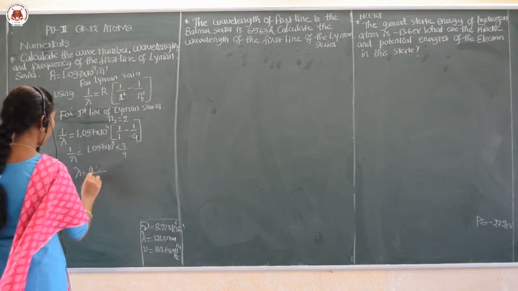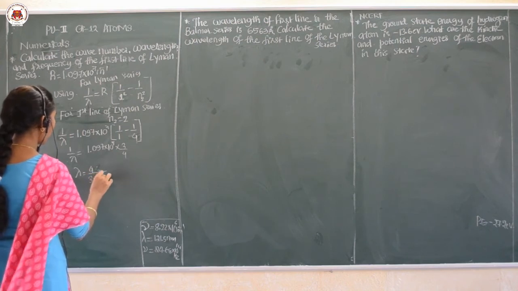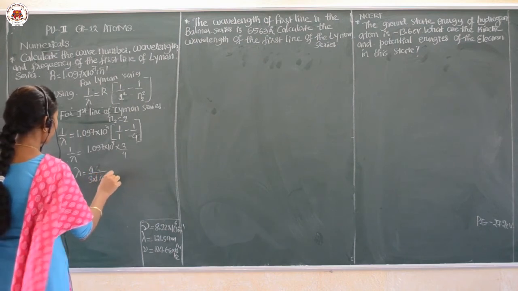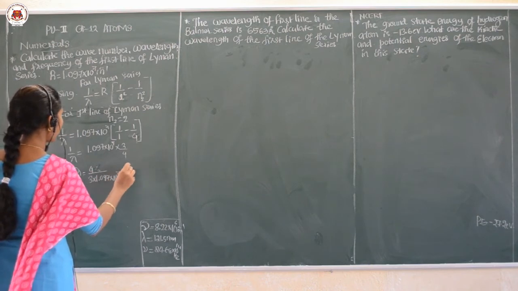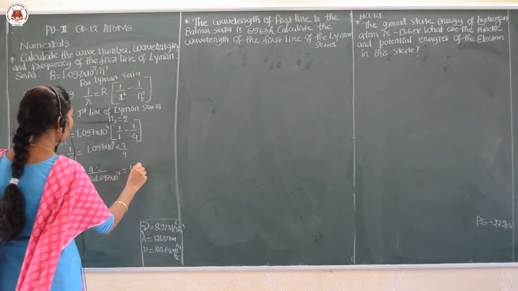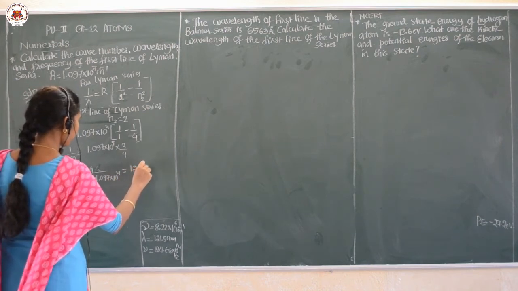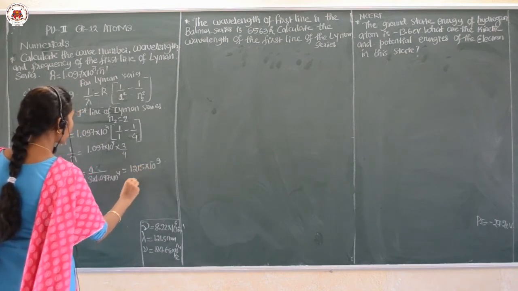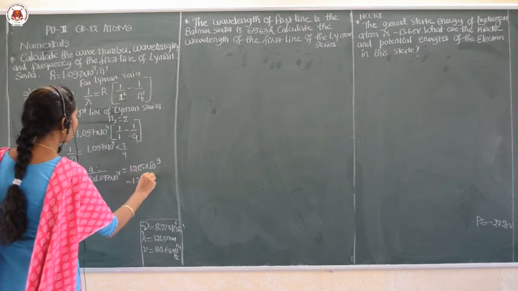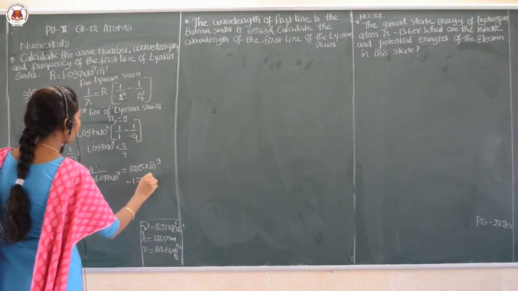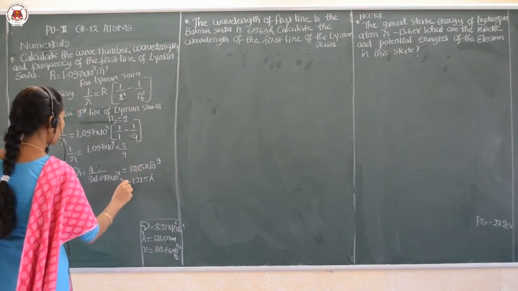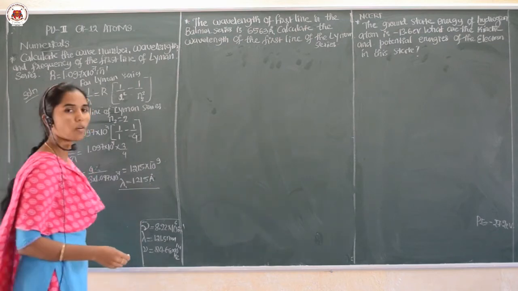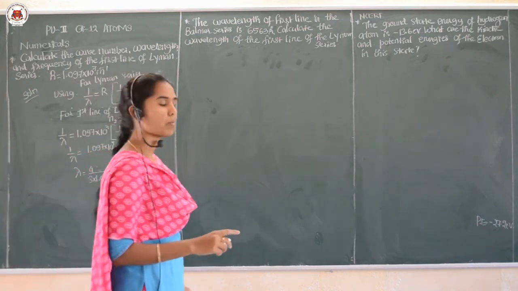That will come 4 upon 3 into 1.097 into 10 raised to 7. And if you simplify, we get the answer 1215 into 10 raised to minus 10 meter, or else 1215 angstrom will be our answer. This is the value of the wavelength of the first line in the Lyman series.